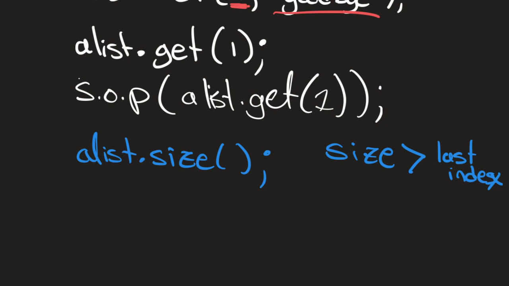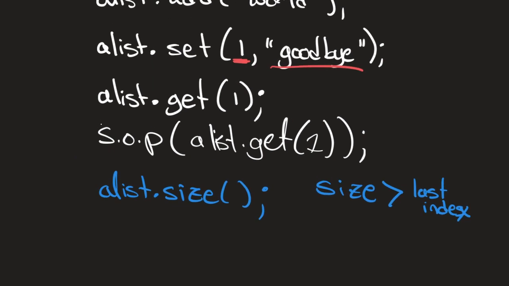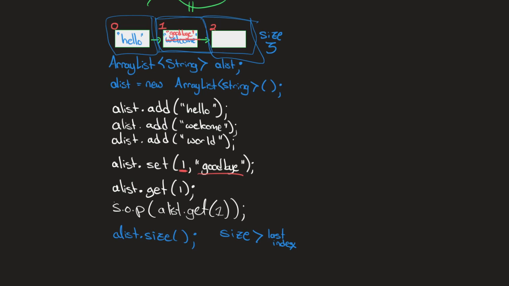And those are the main functions that you're going to use with an array list to get started: creating a new array list, .add, .set, .get, and .size. Those ones you'll see all the time when you're working with array lists, and that's going to give you the basic functionality that you need to access data in an array list.